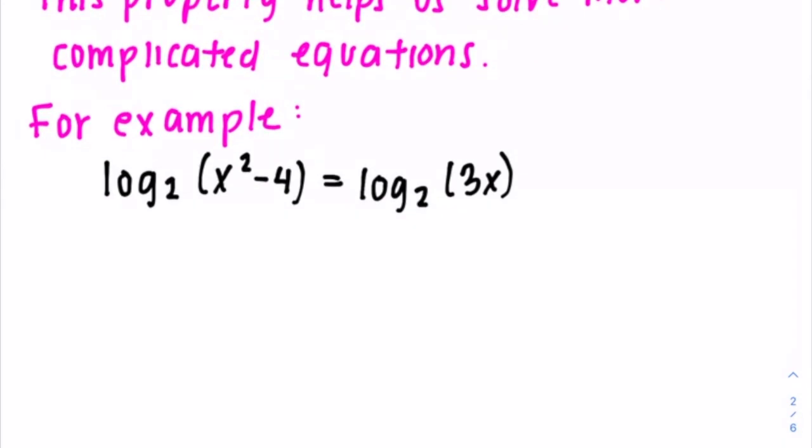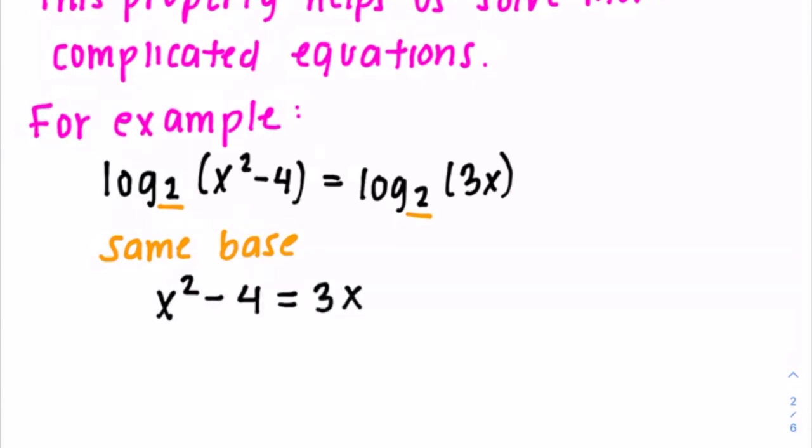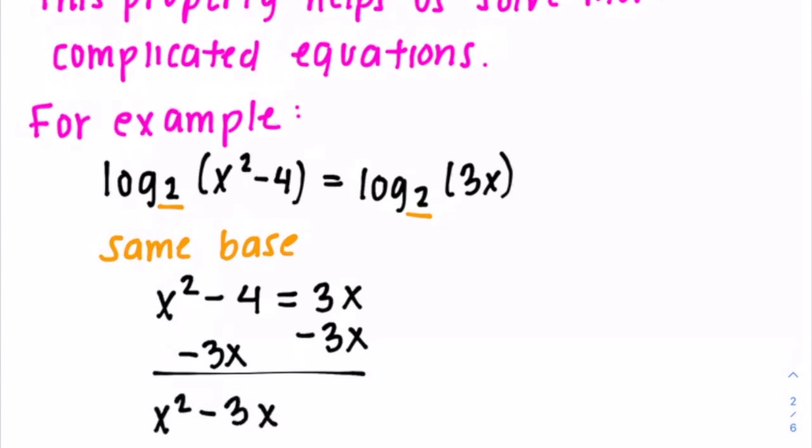So let's look at this example and use the property of equality. We know that we can solve this equation because we have the same base on either side of the equal sign. It doesn't matter what that base is as long as it's the same on both sides. So we can now set x squared minus 4 equal to 3x and solve. We bring the 3x to the other side, which gives us x squared minus 3x minus 4. And this is a quadratic equation.